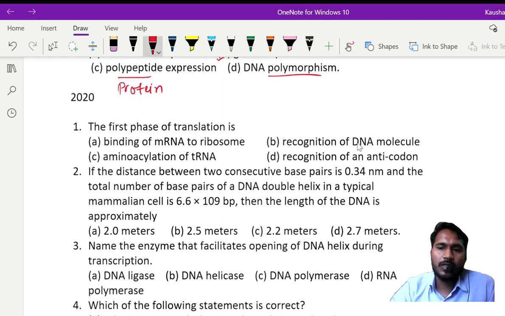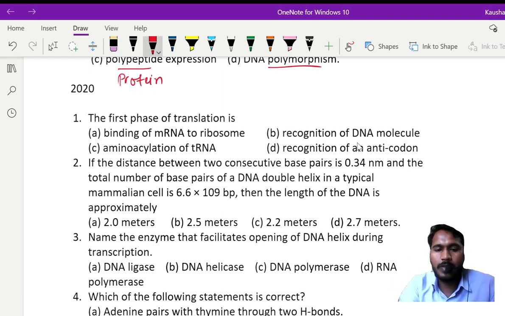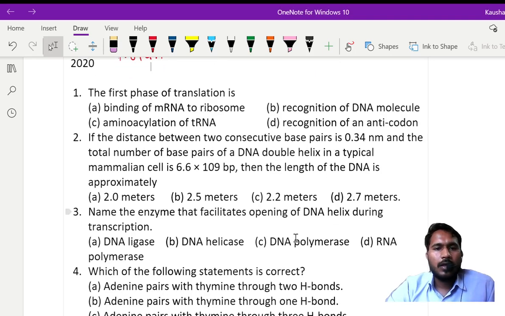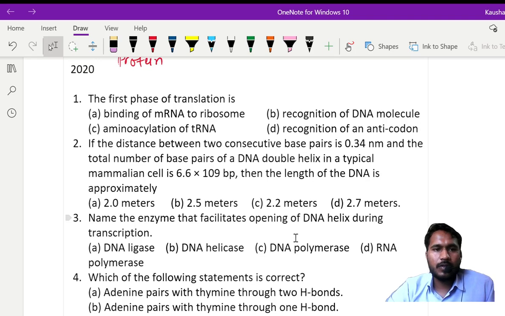So this is the question from 2019, and we have to increase our speed, I think. Definitely. Now this is the question from 2020. So 2020 questions are there.